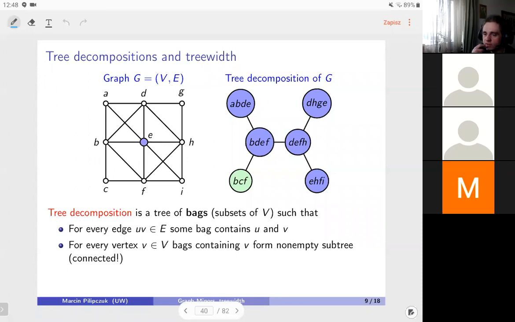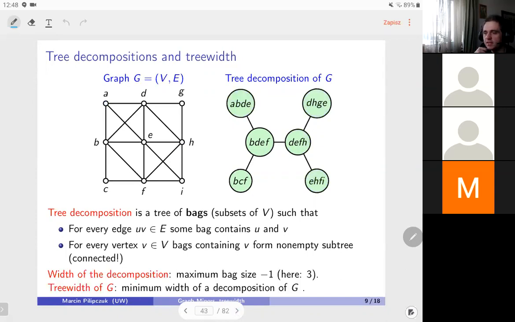Going over an example, H appears here in this decomposition, A appears here in this decomposition, and we can say the width of the decomposition is the maximum bag size again minus 1, because we want trees to have treewidth 1. We'll see that in a moment. The treewidth is the best possible width of a decomposition of the graph.